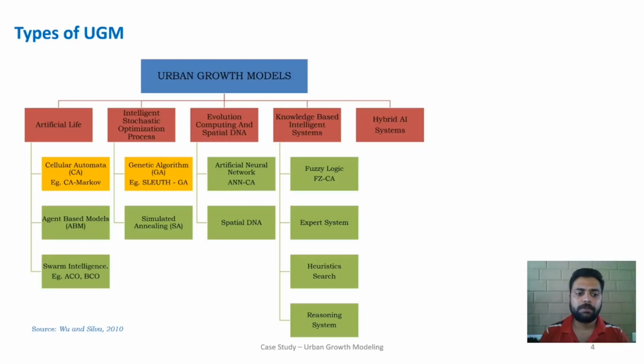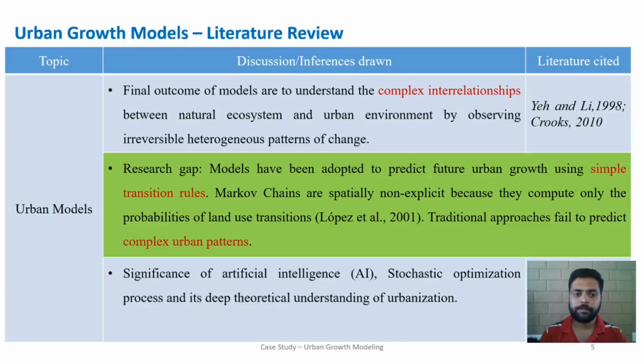Today we are going to focus mainly on cellular automata modeling, that is cellular automata and Markov chains, and we also look at SLEUTH genetic algorithm models. The literature suggests that the final outcome of the model is to understand the complex interrelationships between the natural ecosystem and the urban environment by observing the irreversible heterogeneous pattern of change. What does this mean? It means we are going to understand the natural setting versus the urban setting and how these two are interacting in today's real world scenario.